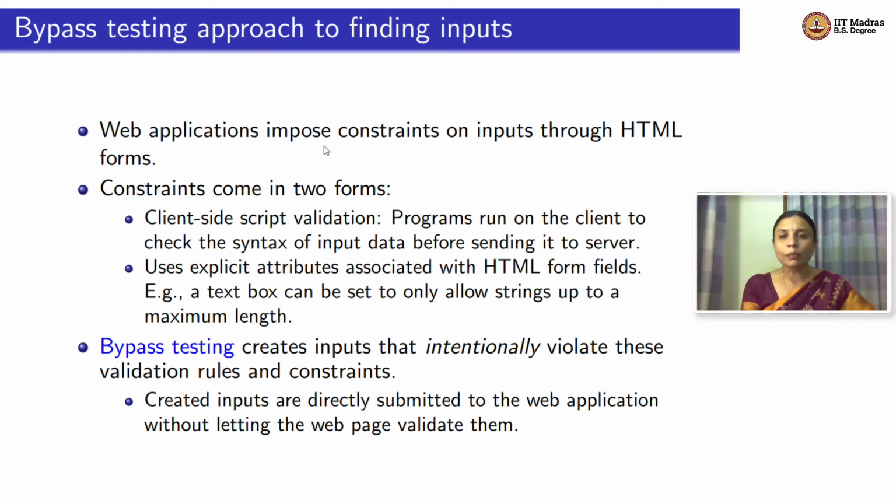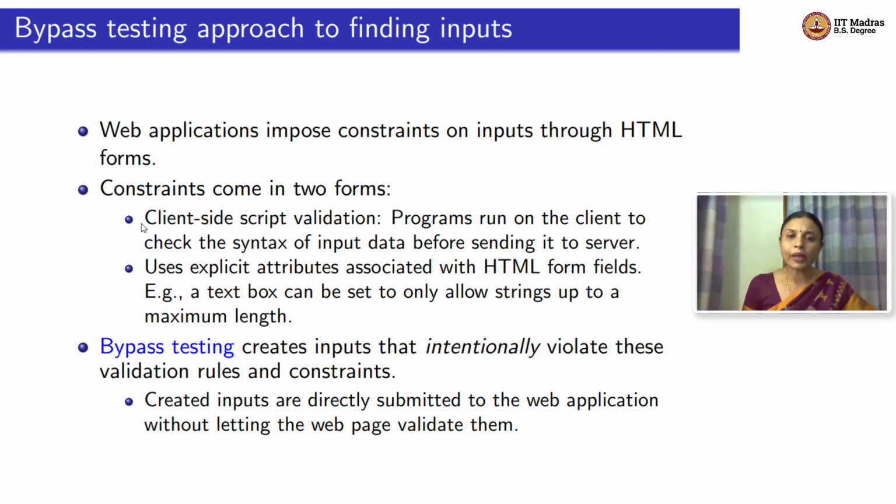Typically, web applications impose constraints on inputs through HTML forms. We just saw an example of that. Constraints can be of two kinds. One is scripts on the client side, which are programs that run on the client to check if the input data is valid before sending it to the server. The other is plain HTML, where you can write attributes to do several elementary checks. So you can use simple HTML, or you can write scripting programs to check for more complicated constraints.